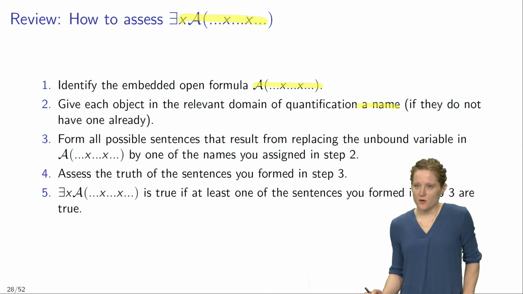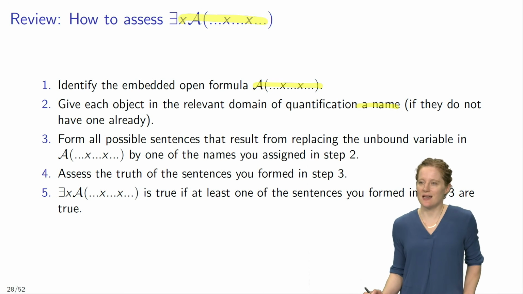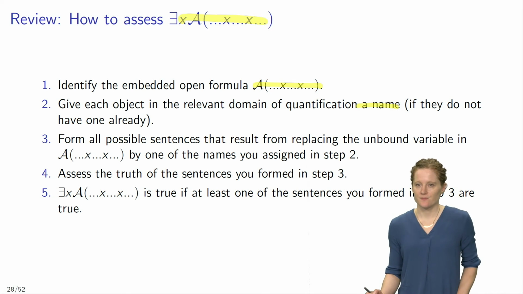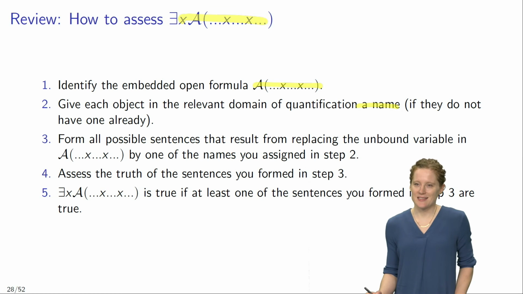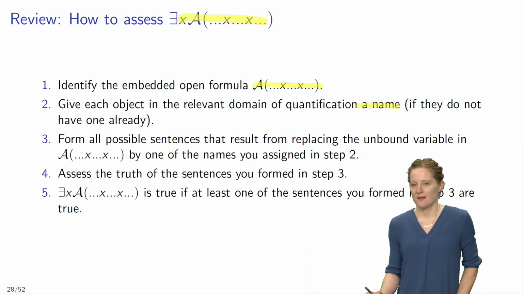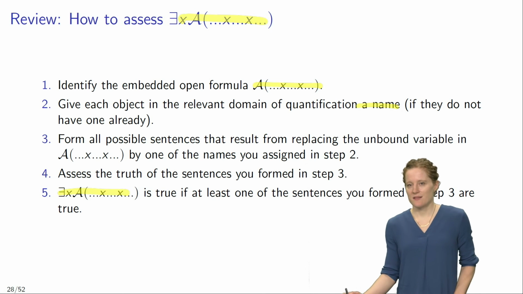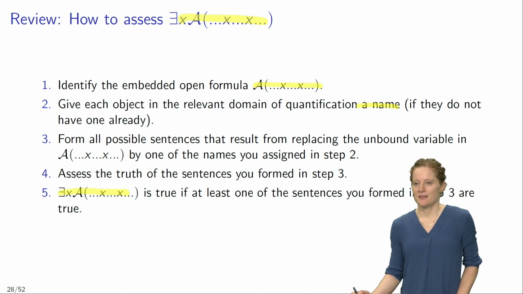You then need to form all possible sentences that result from replacing the unbound variable in the formula A by one of the names you assigned in step 2. Next, you need to assess the truth of the sentences you formed in step 3. And finally, the existentially quantified sentence, there is an x such that Ax, is true if at least one of the sentences you formed in step 3 is true.